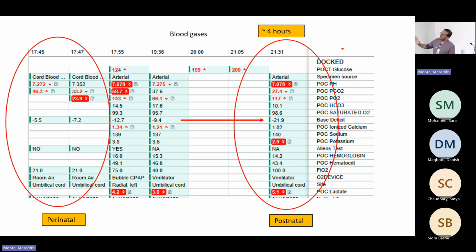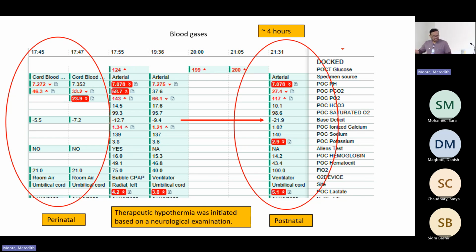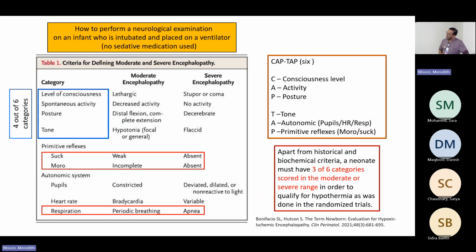But look at this. This baby is progressing. The arterial gas on this baby is 7.07. This is postnatal. But in this case, hypothermia was initiated because the baby was acting wrong. So this is an example where it was a borderline case to start with. Cord gases were not bad, but a decision was made because the clinical exam changed within the time frame.